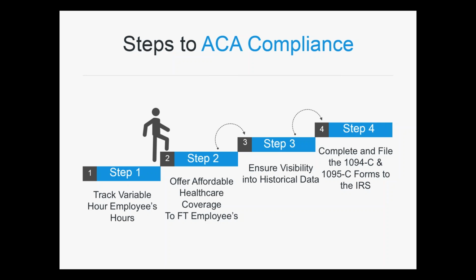So you have to be tracking those variable hour employees, okay? You need to know when they reach the cusp of hours worked to ensure that you are then offering them the affordable minimum value healthcare coverage, not just any healthcare coverage, and that moves into step two, ensuring that affordable healthcare coverage is offered, which is no more than 9.5% of the employee's household income.